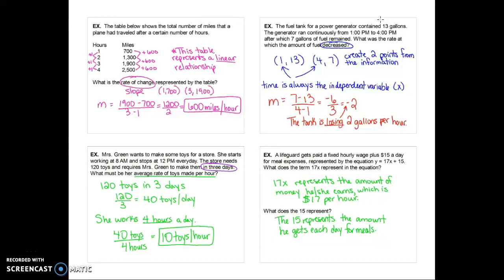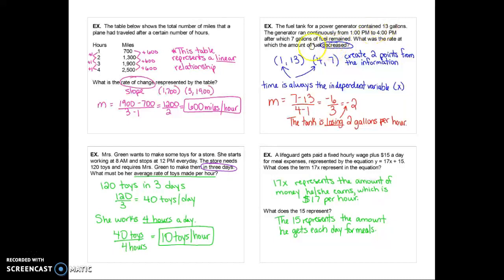Okay, so again, we're starting with 13 gallons of fuel for this generator. It ran continuously, so that means it never stopped. From 1 o'clock to 4 o'clock, it never stopped. After which 7 gallons of fuel remained. So I started with 13. From 1 to 4 it ran, and now I'm down to 7 gallons. We want to know what was the rate of change that it decreased.